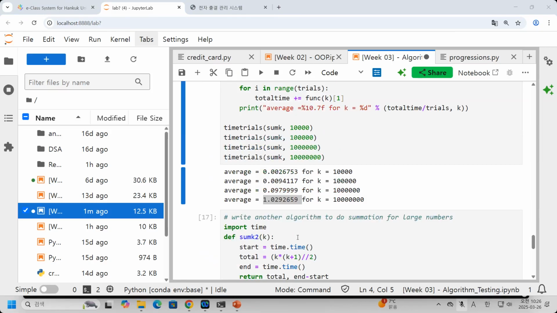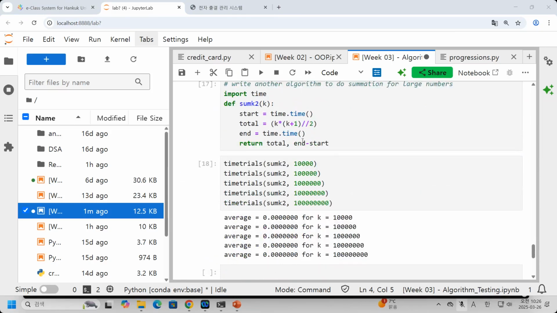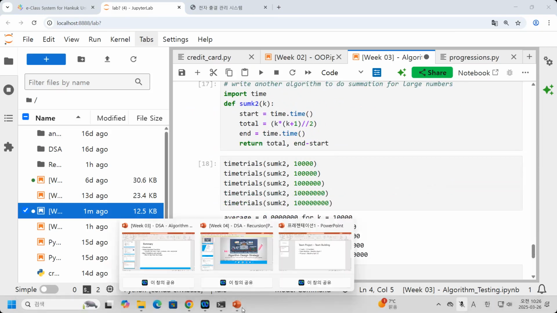Yeah, this is another example, so you can check the code, and then you can try to figure out how to analyze this code. Okay, I will continue to the next section.